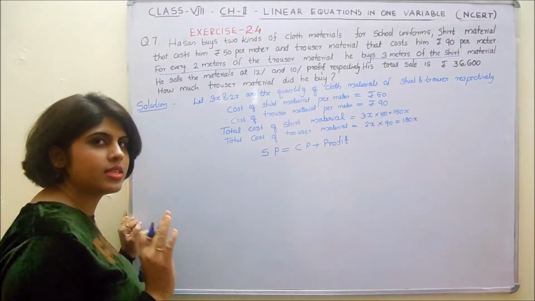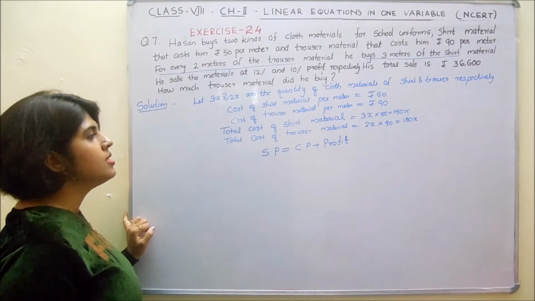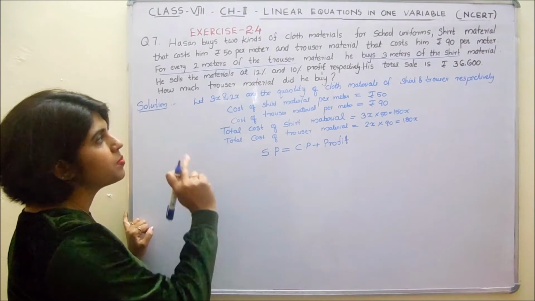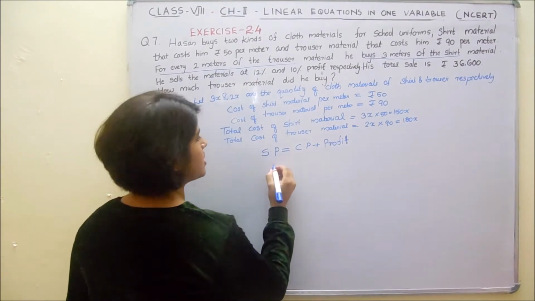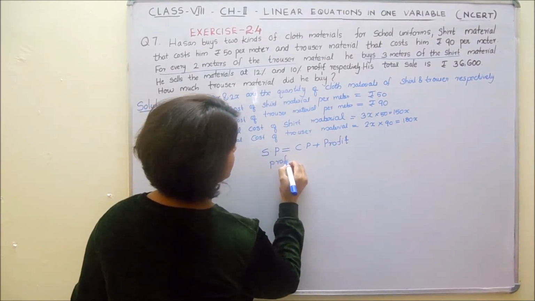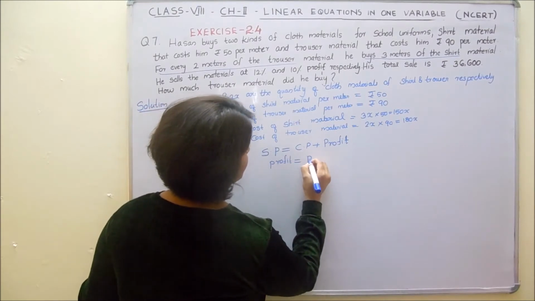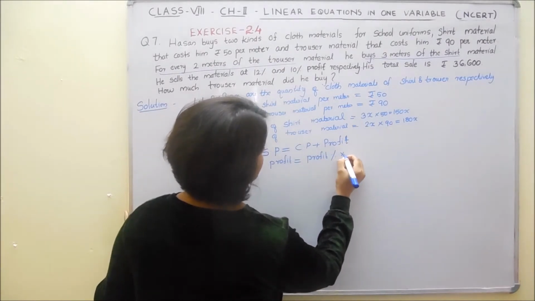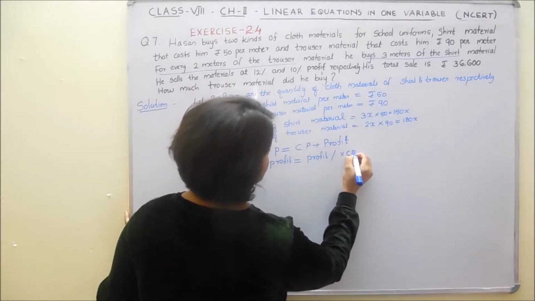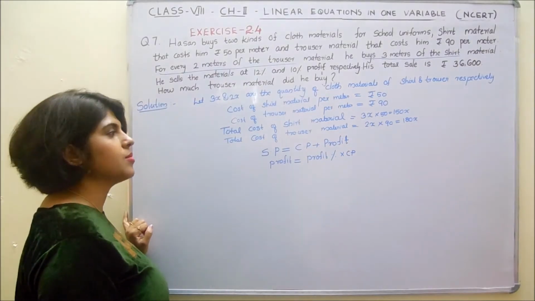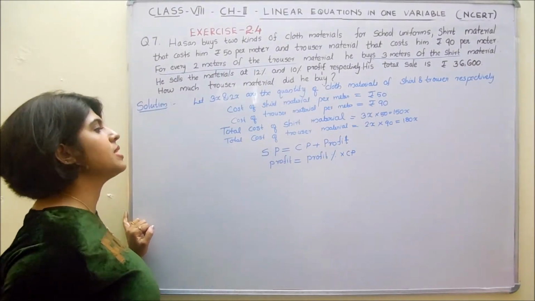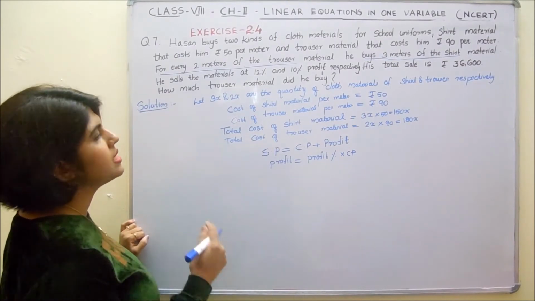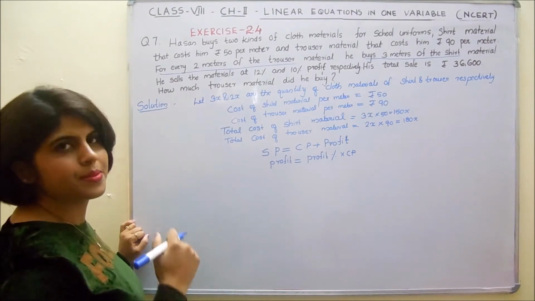This equation we have already learnt. Here the profit percentage is given. Profit is not given, profit percentage is given. So how can we find profit? Profit equal to profit percentage into cost price. Profit percentage of cost price, or profit percentage into cost price. Now we have to find the selling price of each item.